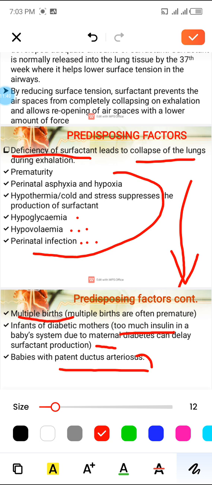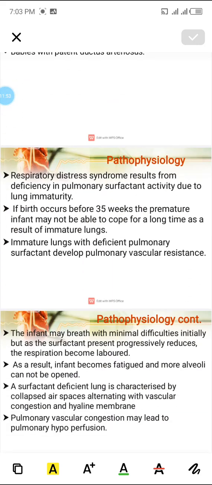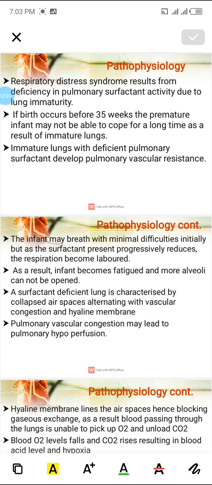Okay, then let's move on. We go to the pathophysiology. So this is one of the parts where students hurt. They don't like pathophysiology, but pathophysiology is good because it helps you understand the condition.